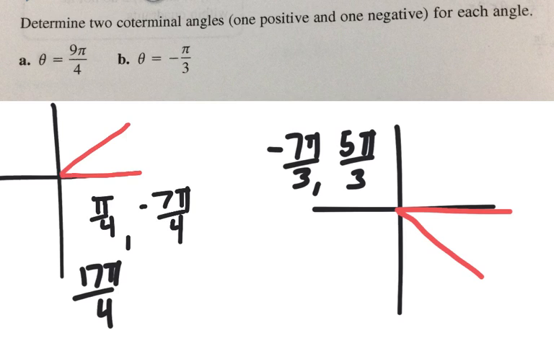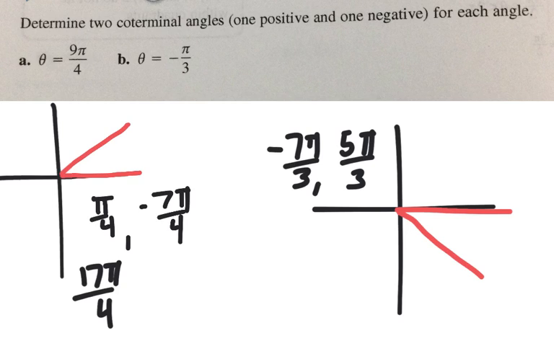So for me, these are the two coterminal angles I got. You could have gotten 17 pi over 4, but you would still need to have negative 7 pi over 4. Because subtracting 2 pi still gives a positive coterminal angle. But you would have to subtract it again. You would need one of these two and this one. Does everybody understand what I'm talking about? To make it be positive and negative.